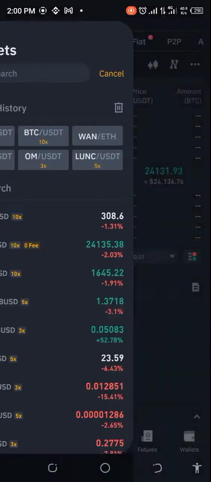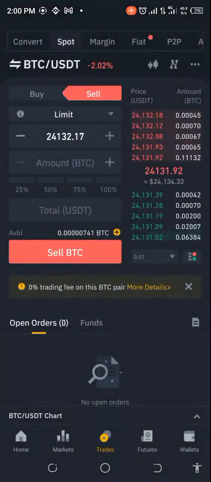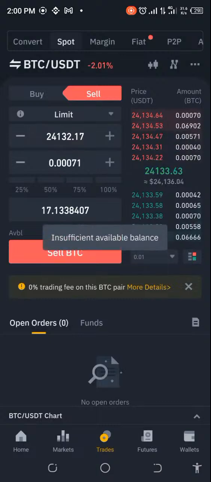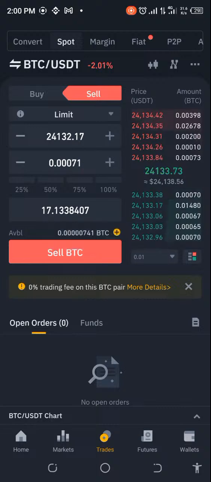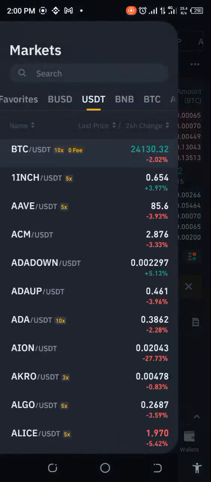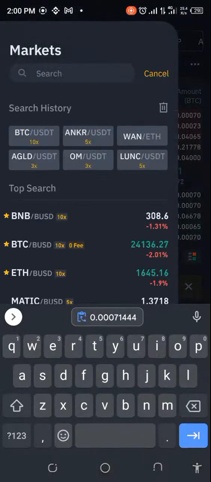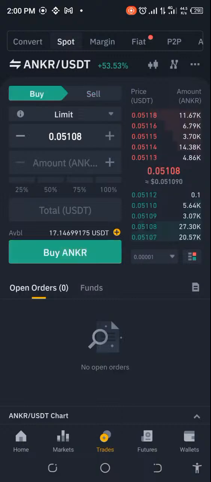Let's see whether we're going to make a profit. Okay, it looks like we would be able to make profit because we had to subtract part of that decimal point. Let me go back and see how this would go. I'm sure definitely we're going to make a profit. I had to subtract part of it. So let me go back to ANKR USDT. What is the price right now?